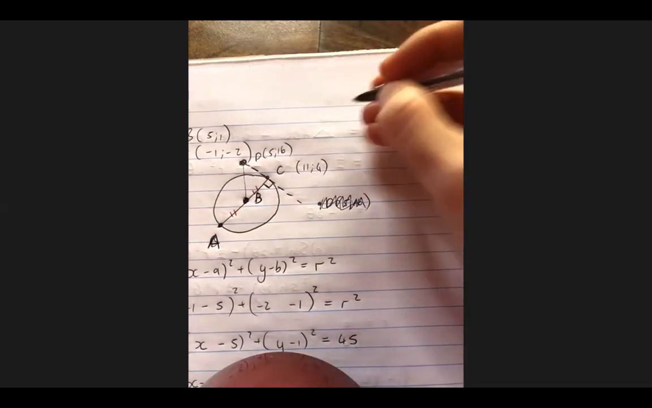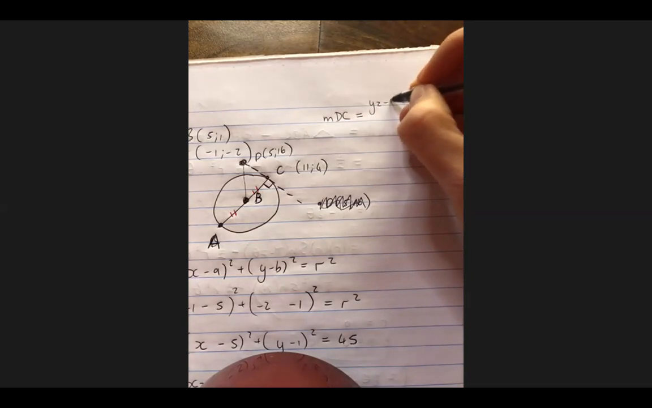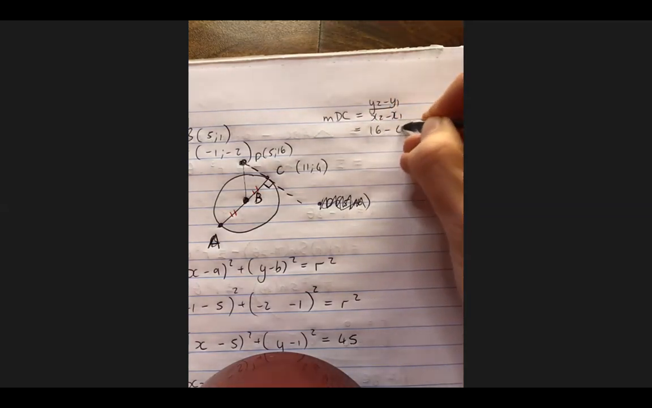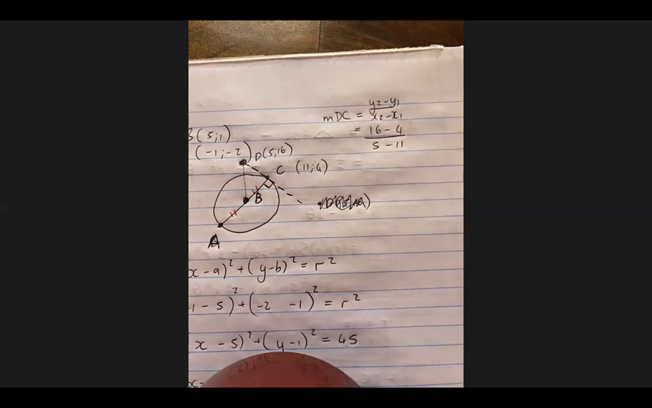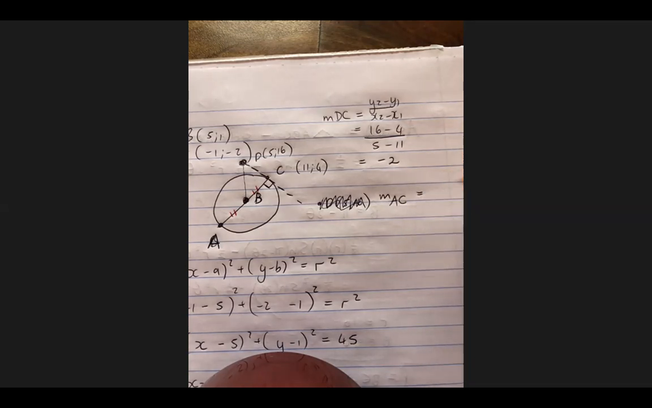I want to do gradient. Sorry, I just forgot for a second what I'm doing. The gradient is y2 minus y1 over x2 minus x1. So if I do the gradient of DC, I'm going to say 16 minus 4 over 5 minus 11. Please work that out. Go for it. I get the gradient of CD is -2. Then please do the same for the gradient of AC or AB. I don't mind what you call it. Let's see what you get there.